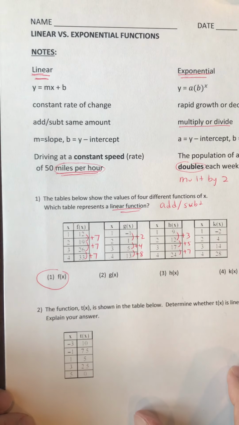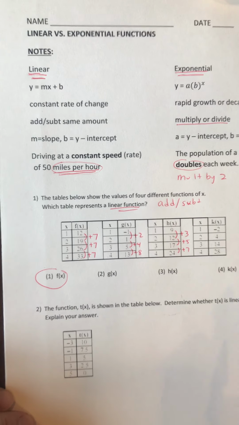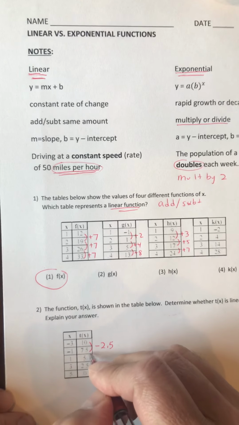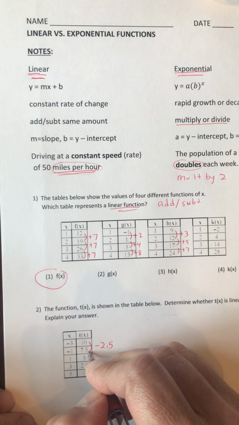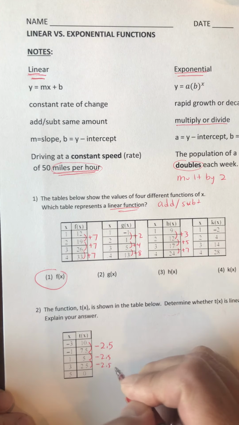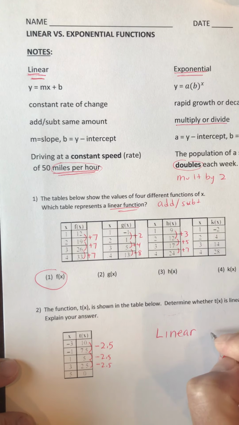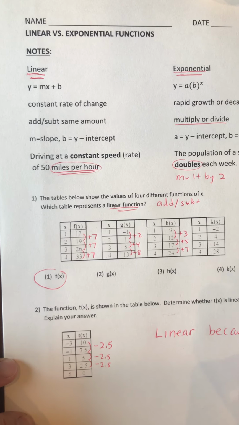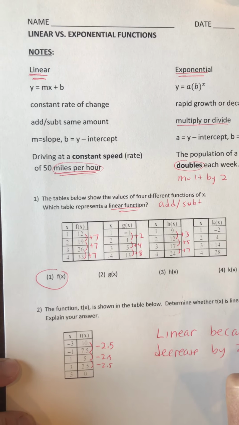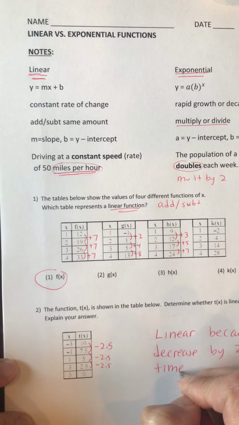All right, question 2. The function t of x is shown in the table below. Determine whether it is linear or exponential. If you look, each time it's going down by 2.5. It goes from 10 to 7.5, from 7.5 down to 5, from 5 to 2.5. It's decreasing by 2.5. So this one would be linear because it decreases by 2.5 each time.